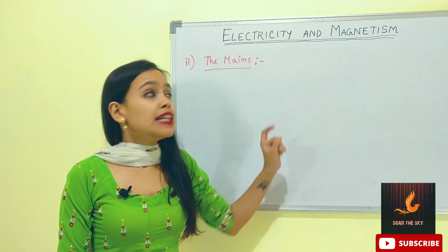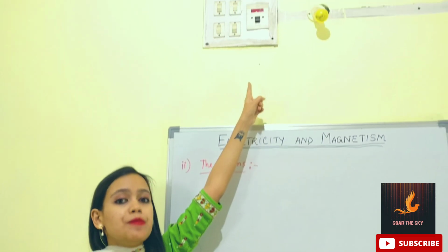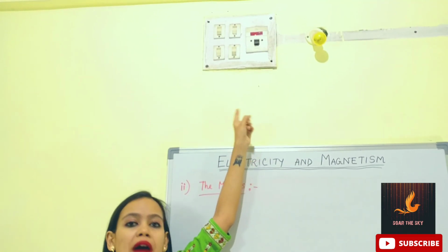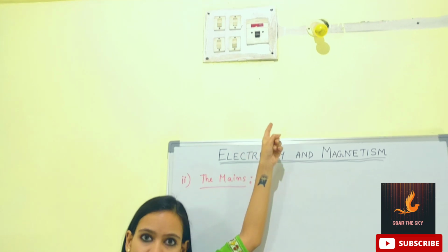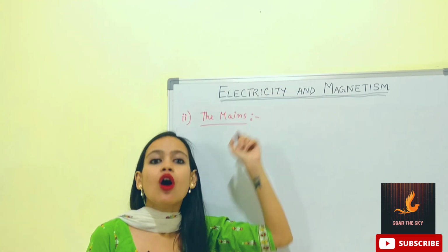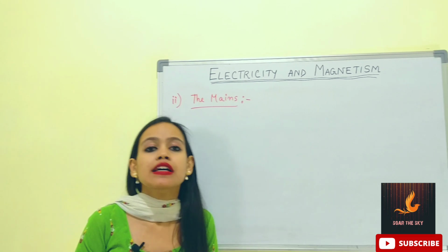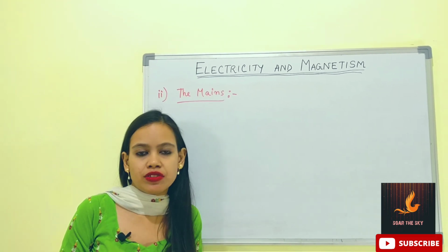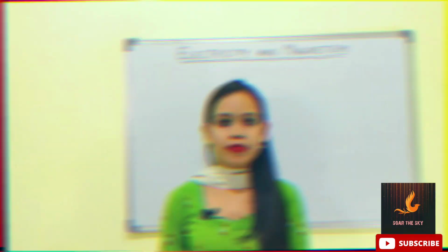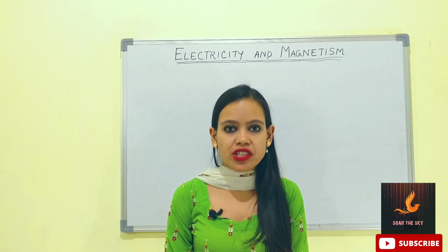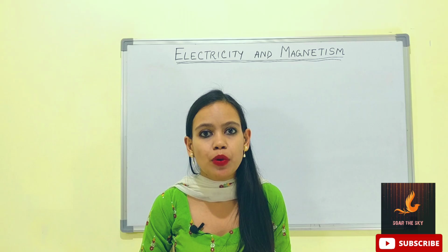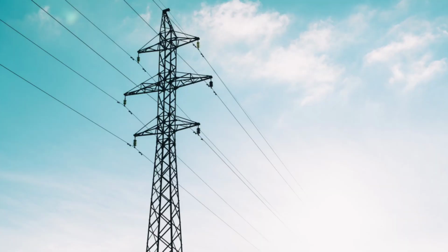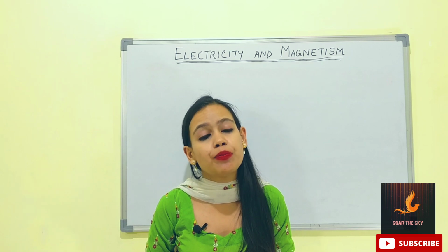As you can see, this is the main switch of my home, and from this main switch all the switchboards are connected, and from there all the electrical appliances like lights, fans, refrigerator, etc. are connected. When the electricity is generated at the power station, it comes to various cities and suburb localities via electric poles.